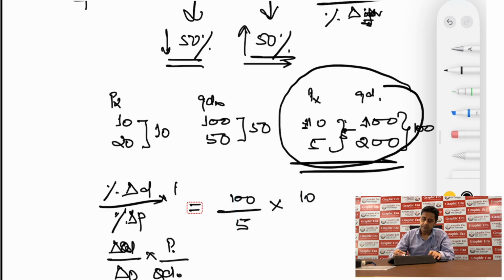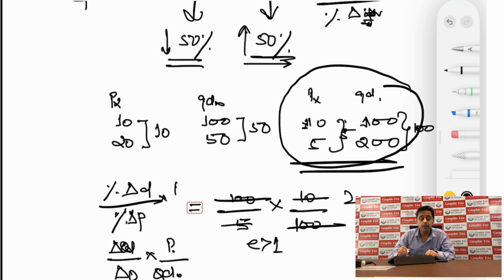We've done this already. So change in demand is 100. Change in price is minus 5. We drop the sign, so it is 5 into what is the original price? 10. And what is the original quantity demanded? 100. So going by this formula, the answer comes out to be 2, which shows that elasticity is greater than 1, which means that there is a greater proportionate change brought about in the demand compared to the change in the price.